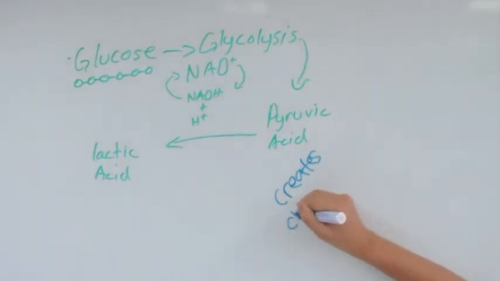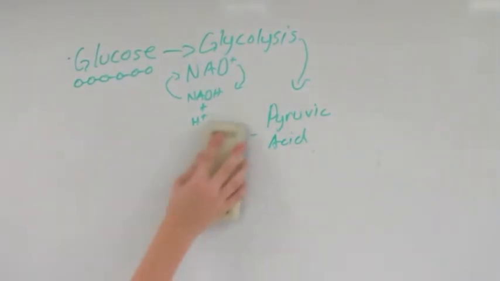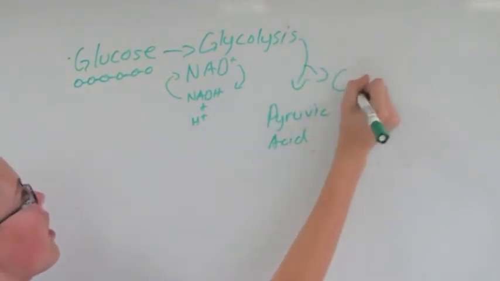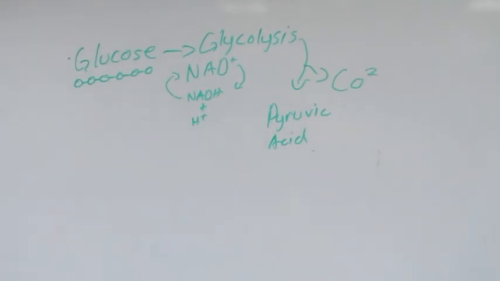A different kind of fermentation occurs when a CO2 molecule is removed from pyruvic acid. This leaves a 2-carbon compound that combines with a proton and a hydrogen atom to make ethyl alcohol. This is how alcoholic beverages and bread are made.